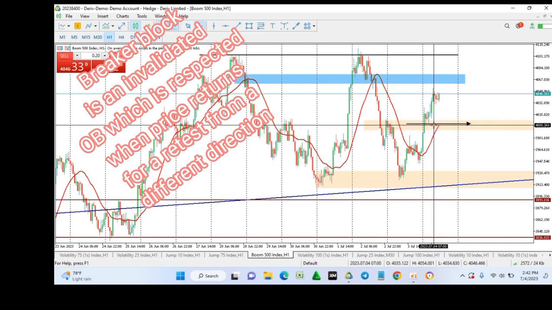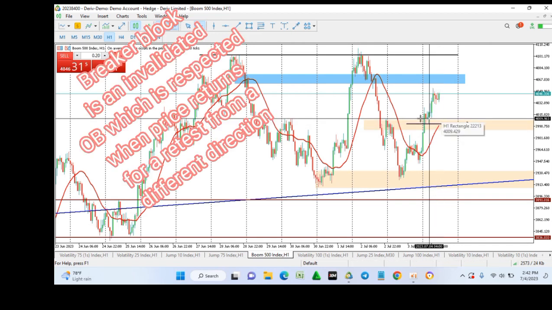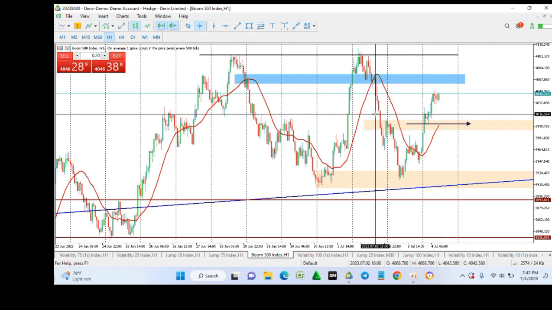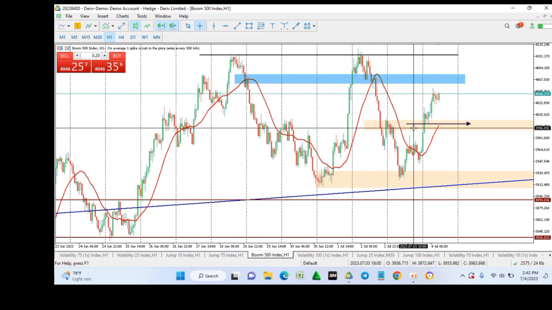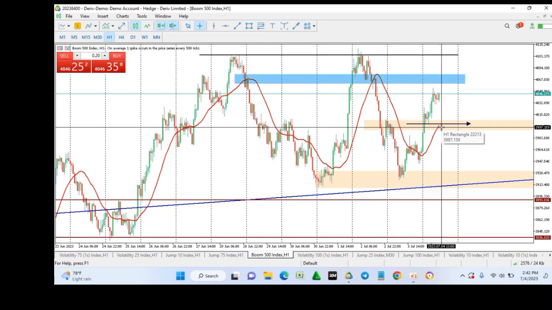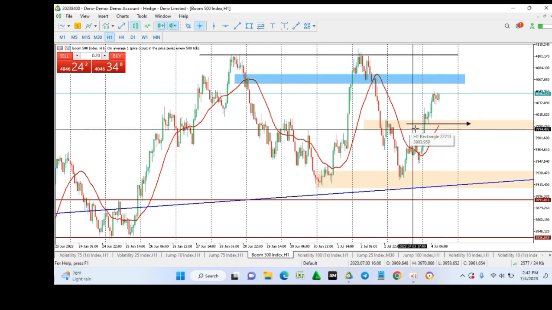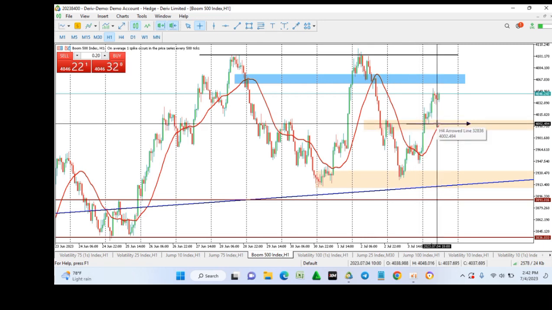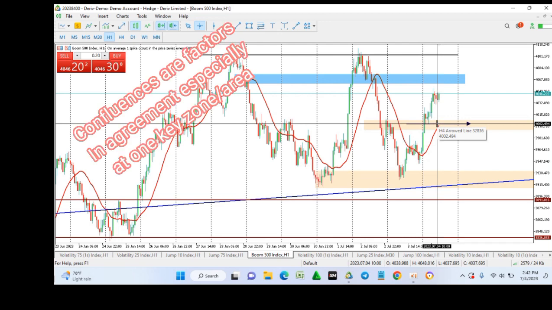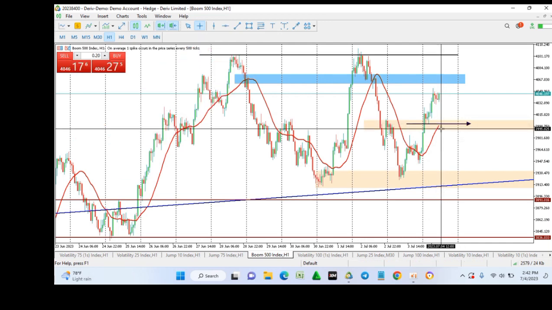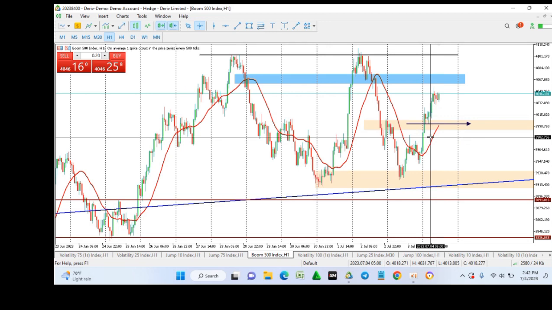Okay, and with that being said, I also have the moving average, a 20 moving average. So I have the breaker block, I have the liquidity lying there, I have the moving average, and that is the confluence. Considering that if price comes back, it's likely to respect that order block, and that's where I can find my entry for a buy.